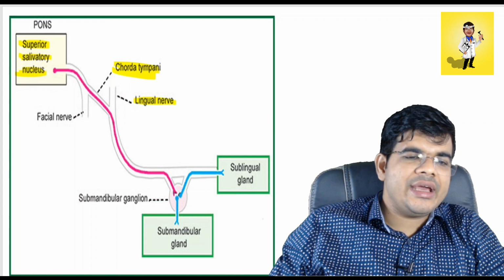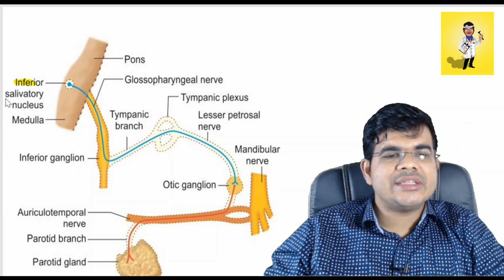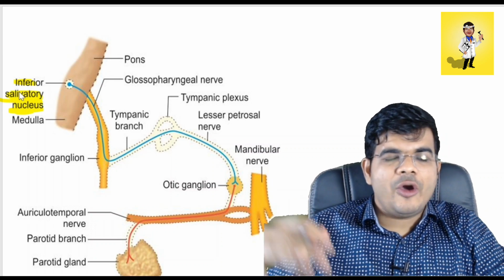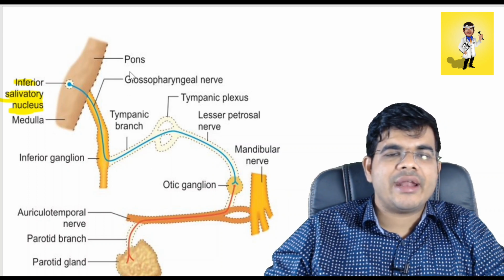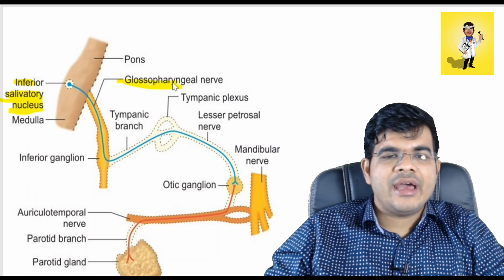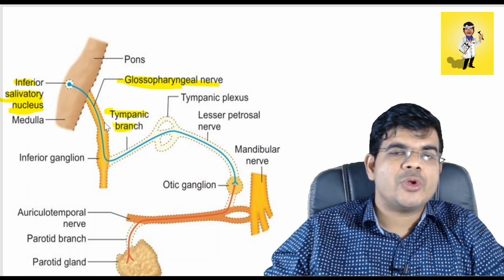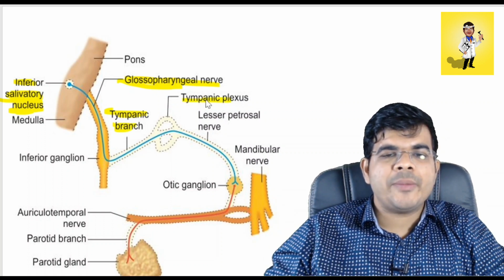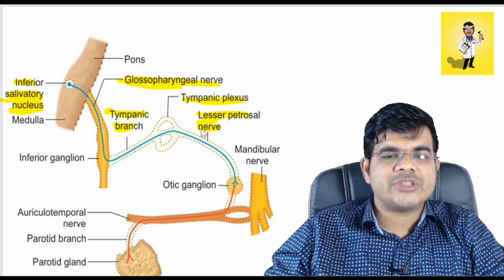Okay. Similarly, there is a secretion coming from the parotid, and how is it occurring? In the parotid, it is mediated by the inferior salivary nucleus, because it is mediated via the glossopharyngeal nerve, which is located in the medulla. Medulla is located lower down, right? So it is the inferior salivary nucleus, and from there arises the glossopharyngeal nerve, and from the glossopharyngeal nerve arises the tympanic branch, which is also known as Jacobson's nerve, and it contributes to the tympanic plexus, and from the tympanic plexus arises the lesser petrosal nerve.